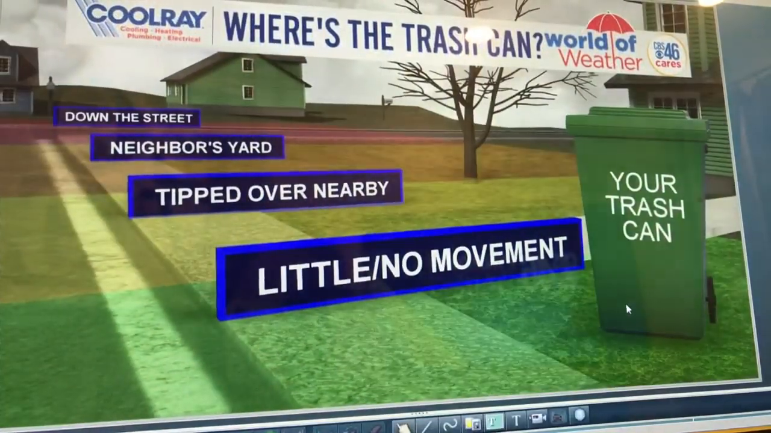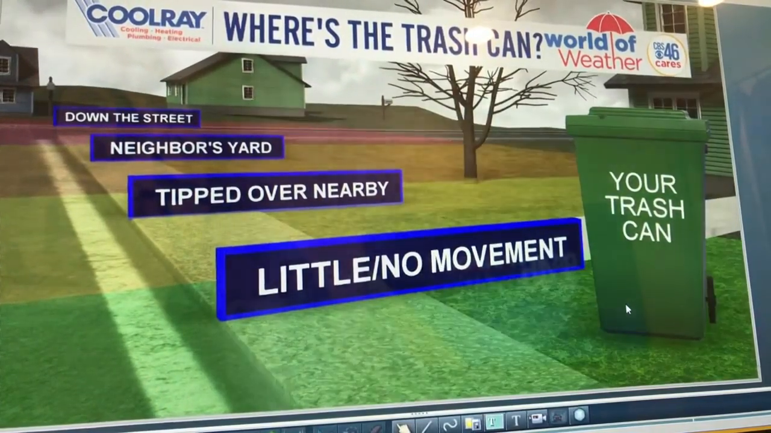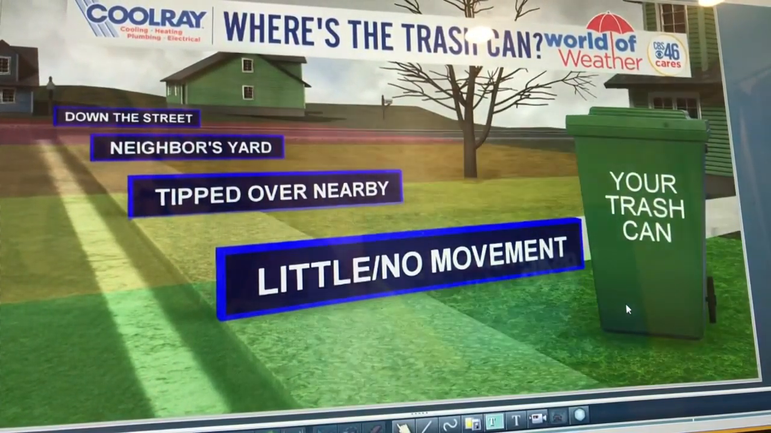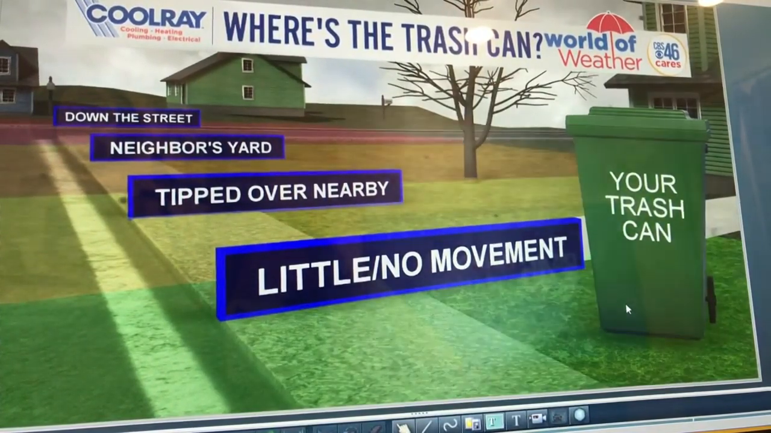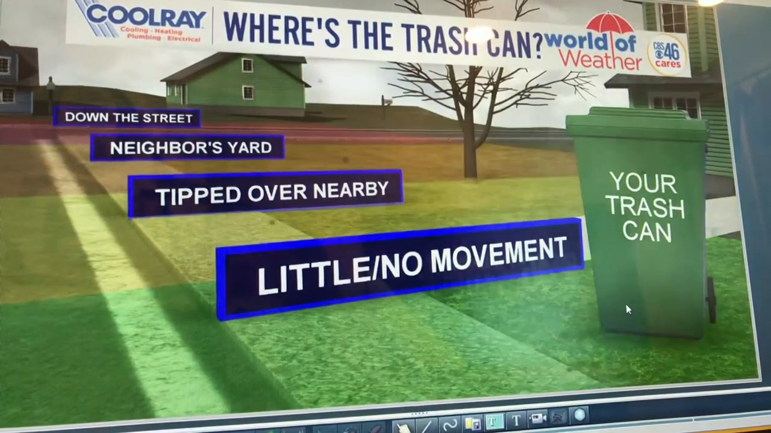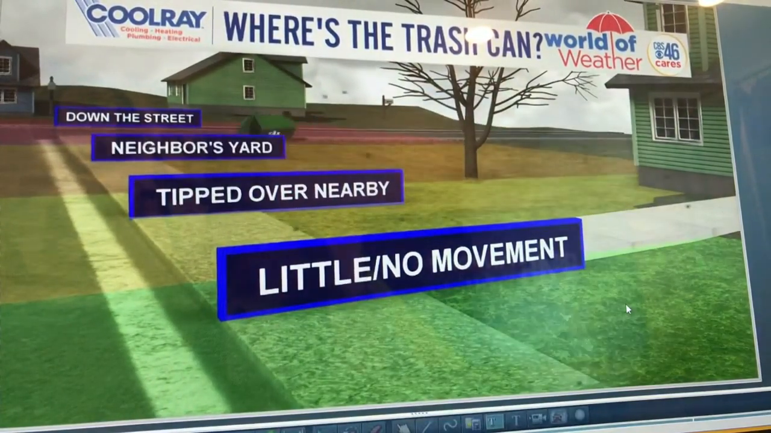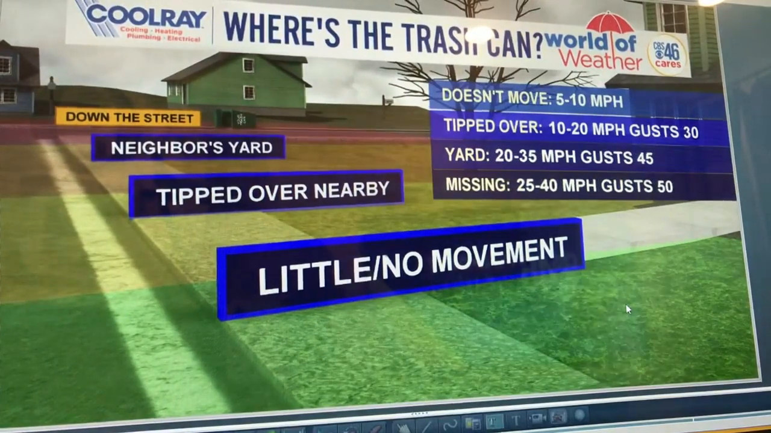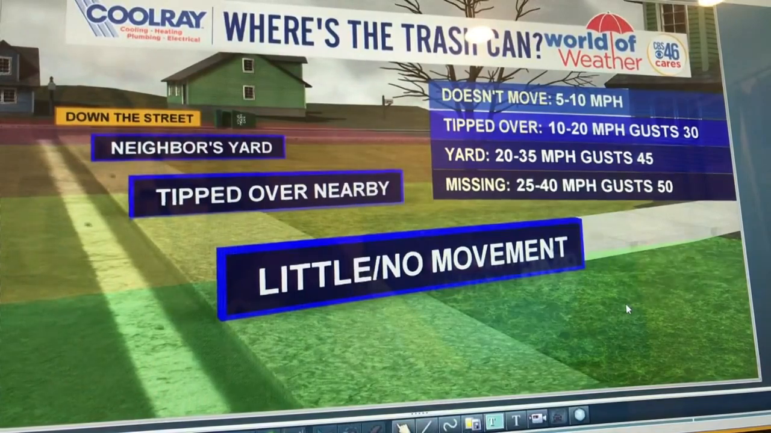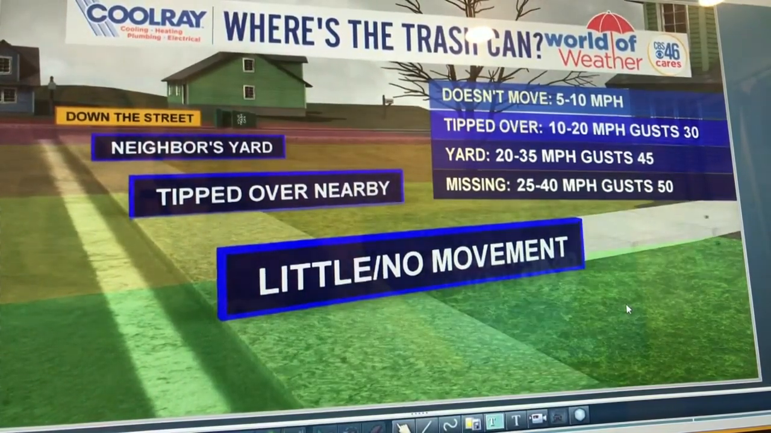Now, your trash can, it's outside. Normally it's totally fine. There's little to no movement. But as the winds start to pick up, you start to see things moving. It can be tipped over nearby. It can go in the neighbor's yard, or hey, it can go all the way down the street with really strong winds. And it all depends on how strong those winds are. And this is a good scale you can use. If it's between 5 to 10 miles an hour, and that's what we normally see on a day, is 5 to 10 mile an hour winds. In fact, today, our winds will be from the south at 5 to 10 miles an hour. So that trash can is not going to move today.